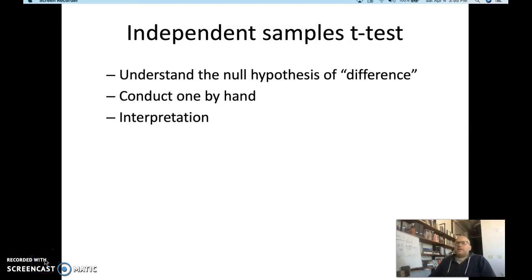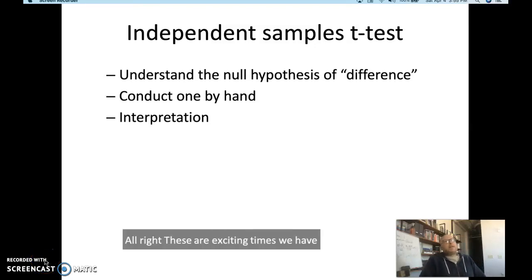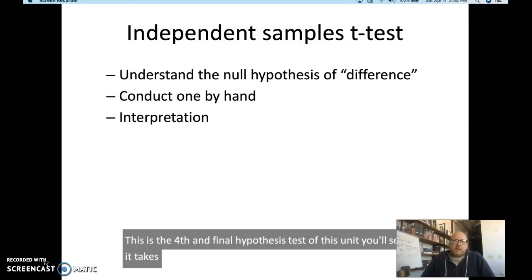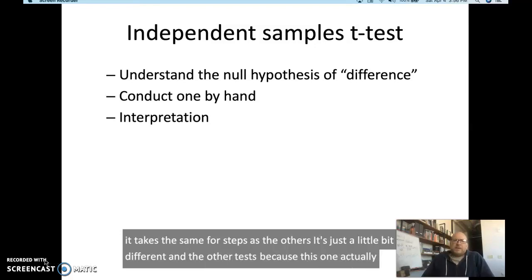All right, these are exciting times. We have one more t-test. This is the fourth and final hypothesis test of this unit. You'll see it takes the same 4 steps as the others. It's just a little bit different than the other tests because this one actually pools 2 different samples together.